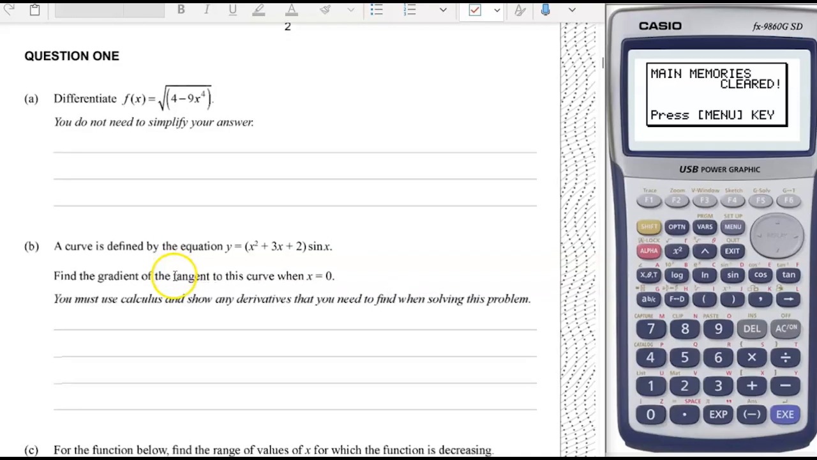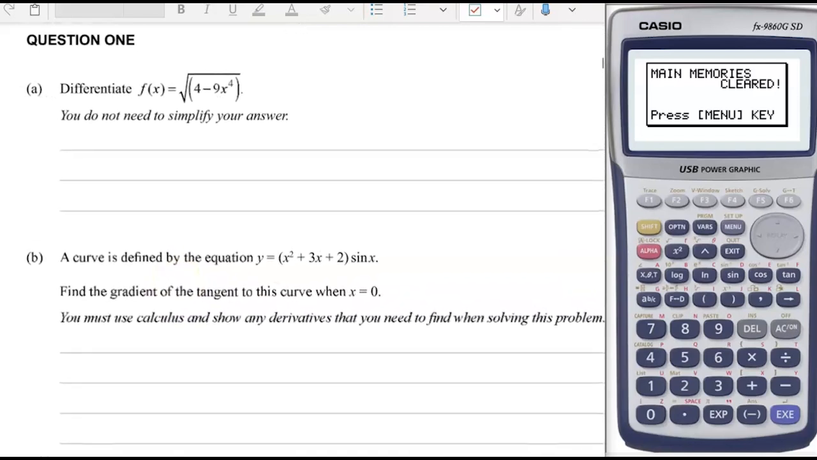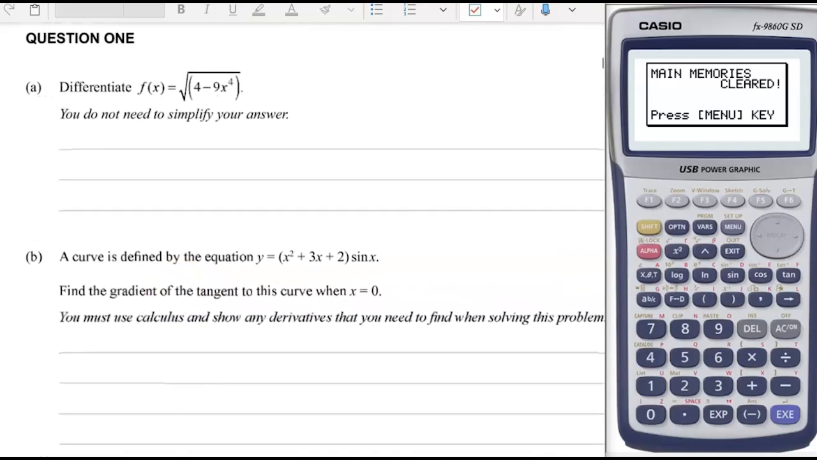Okay, so let's go with question number 1. We are differentiating this function here, and this is a little bit of chain rule, so I'm going to rewrite this in power form because that makes it easier to see the inside and the outside parts for me.